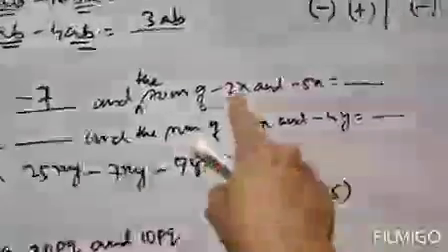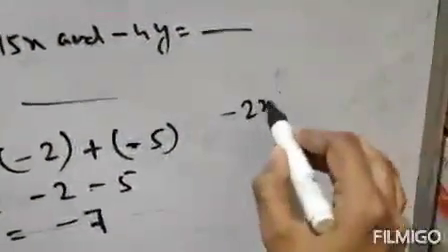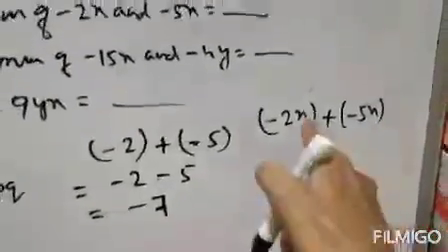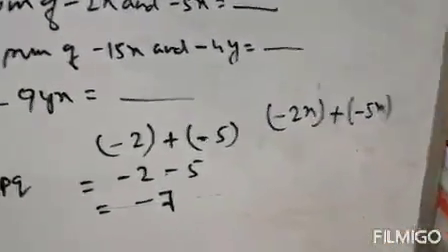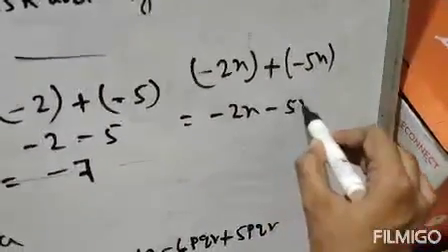Next, the sum of minus 2x and minus 5x. So minus 2x, just put it in bracket, and minus 5x. So same, just here coefficient x is multiplied. That means minus 2x plus and minus, same, it is minus.